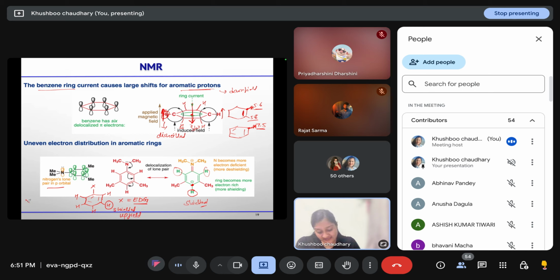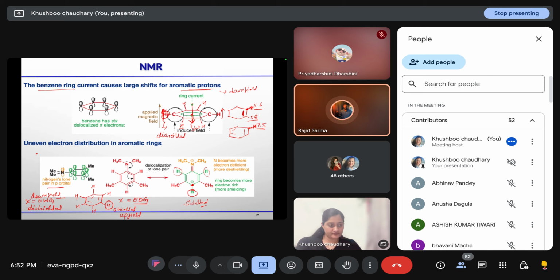And if your X is an electron withdrawing group, it will pull the electron density from the benzene. That means the magnetic field now felt by that proton will be more. So in that case, your protons will be de-shielded and the signal will come downfield. Is this clear?